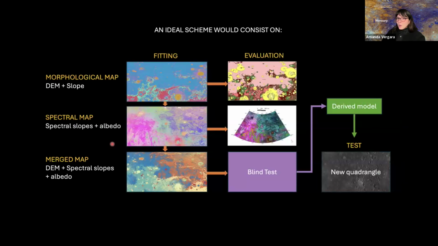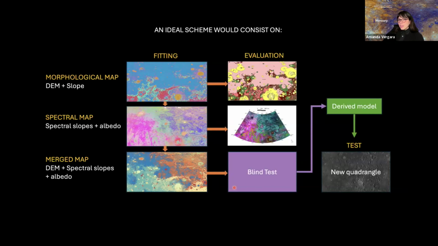So at the end, we decided to take a different approach. We are going to start by building just morphological maps using morphological information. And we're going to compare this morphological information with the geological maps. Then we are going to generate a map using just the spectral information, which will be evaluated using the spectral units map. And then we're going to do a merged map, unifying the spectral and the morphological information.